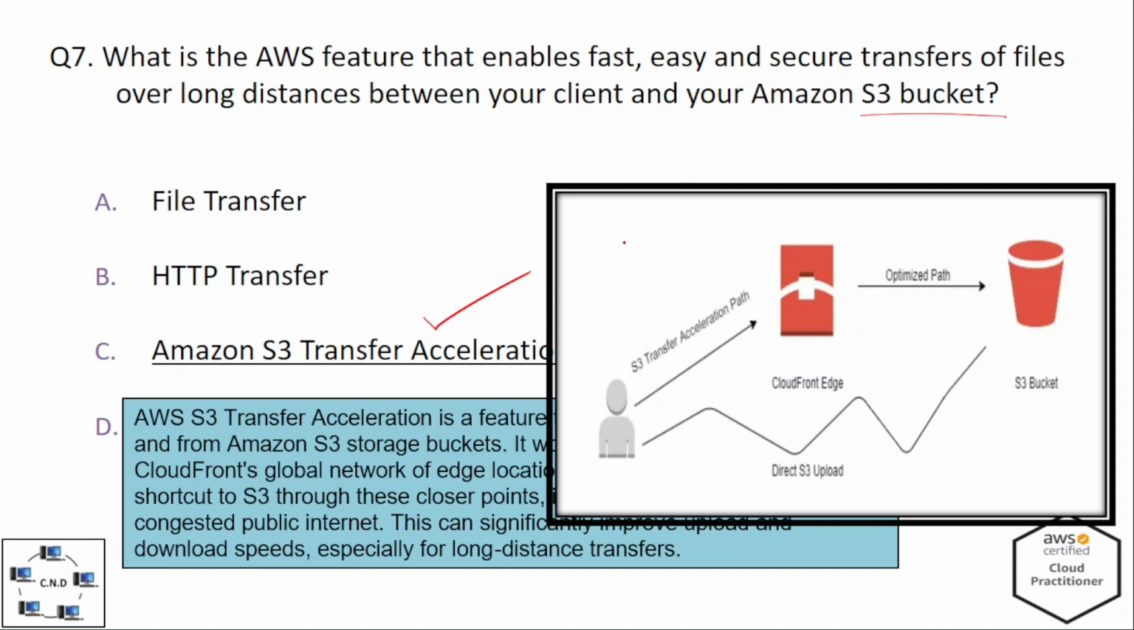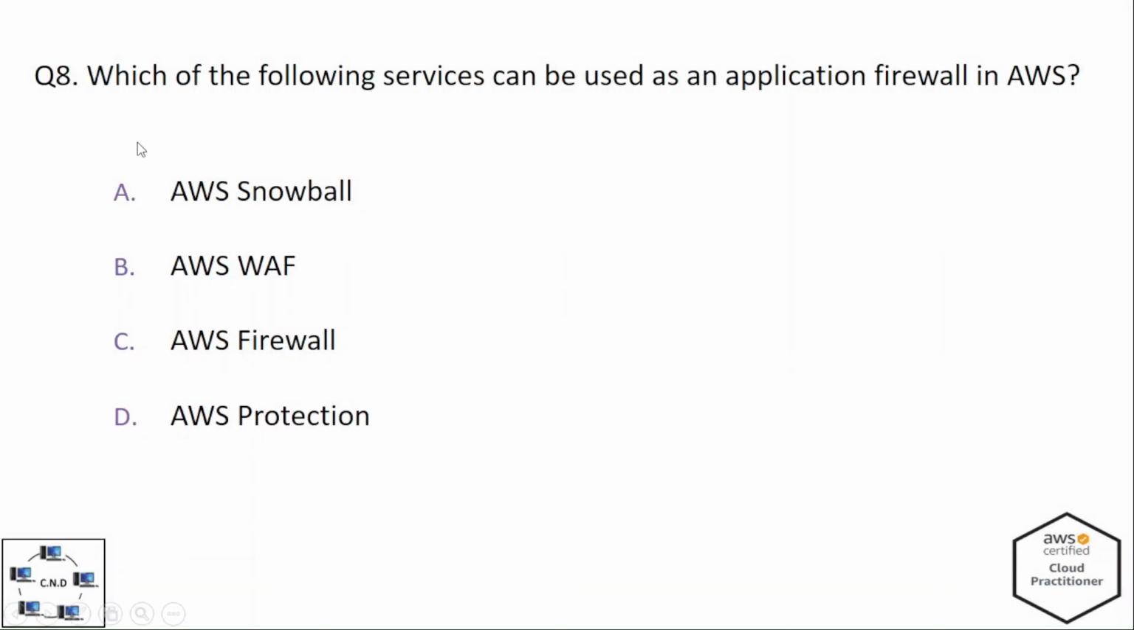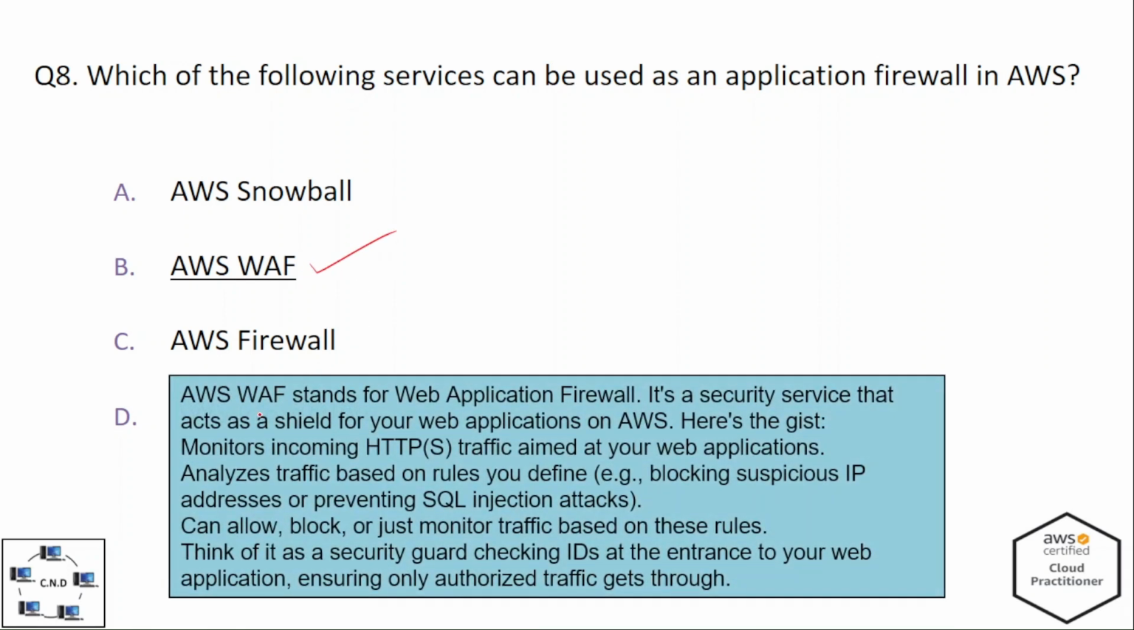Let's move forward to the next question. Question number 8 is: which of the following services can be used as an application firewall in AWS? Options are A. AWS Snowball, B. AWS WAF, C. AWS Firewall, and D. AWS Protection. And the correct option is option B, AWS WAF or Web Application Firewall.